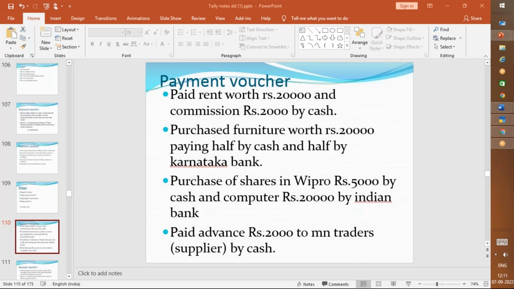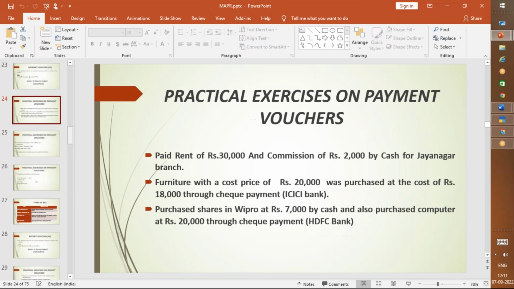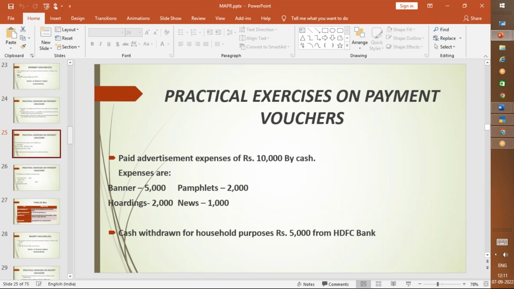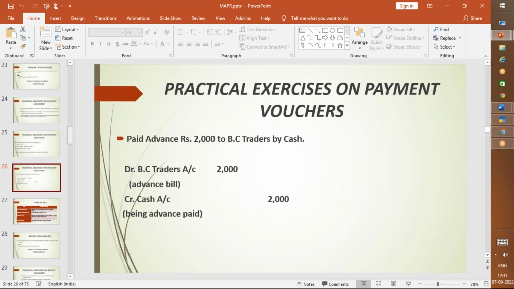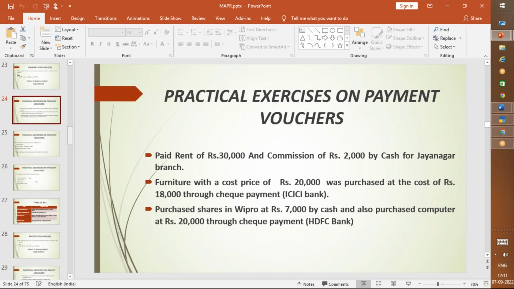Okay, class. Done. We can continue with the problem. So payment voucher. Okay. So the first question says paid rent rupees 30,000 and commission of rupees 2,000 by cash. We'll not put this into conclusion like for Jainagar. We'll just do that.